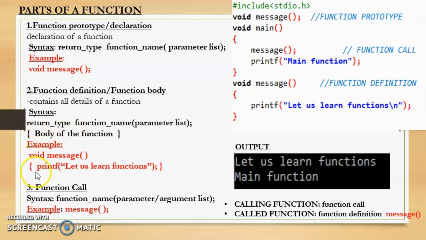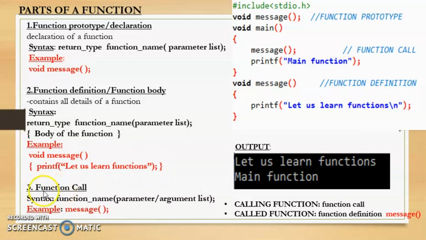Now consider this example. This means that the return type is void. Void meaning the function won't return any value. The name of the function is message. Inside this round bracket we have not written anything, which means that there are no parameters. And inside this brace brackets we have one printf statement which will print let us learn functions. So basically this function, that is message, will perform the task of printing this particular statement, that is it will print let us learn functions.